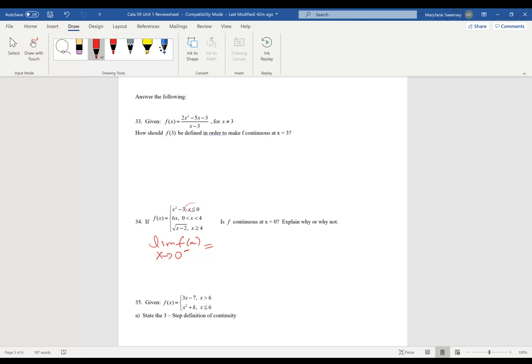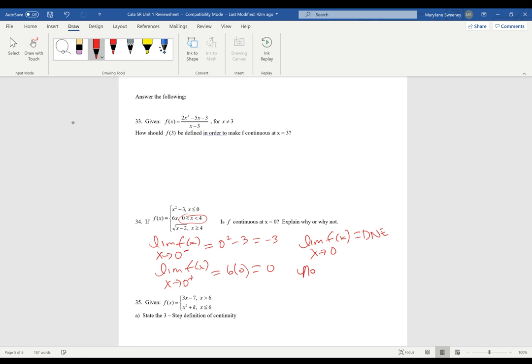So 0 from the left is this interval. So I plug 0 into here, get -3. If I do the limit of f of x as x approaches 0 from the right, now slightly to the right of 0 is this interval. Okay, so the limit of f of x as x approaches 0 does not exist.